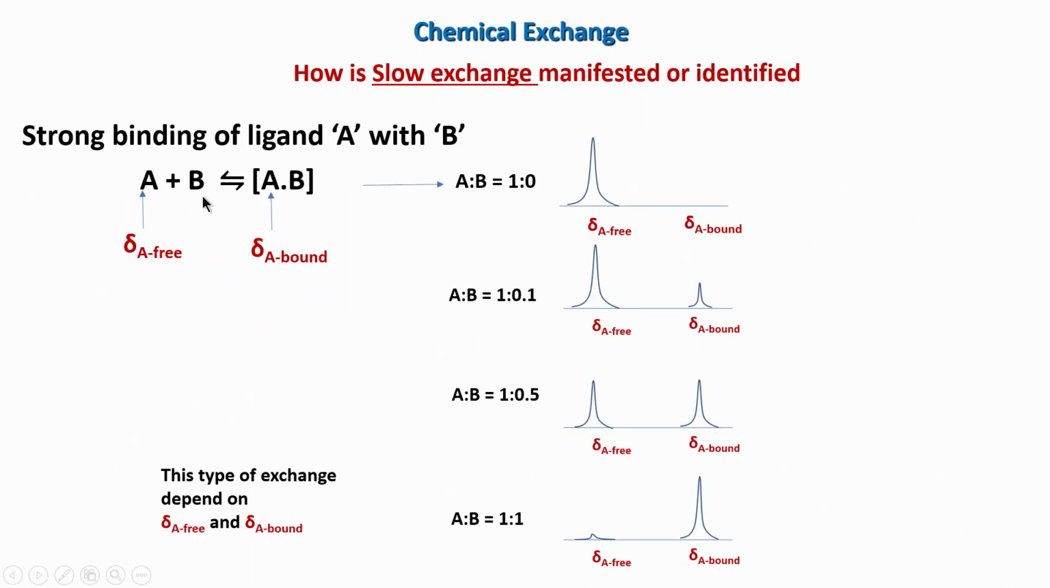Okay. I should have mentioned this in the previous slide as well: the free form is this chemical shift delta A, and delta B is the bound, as mentioned here.